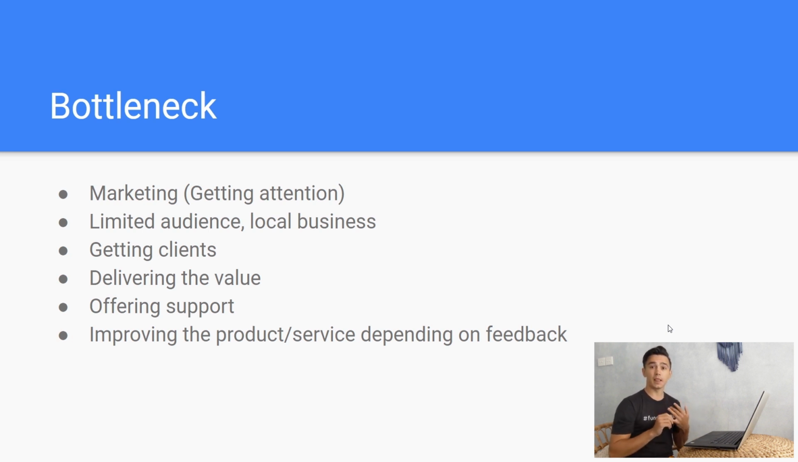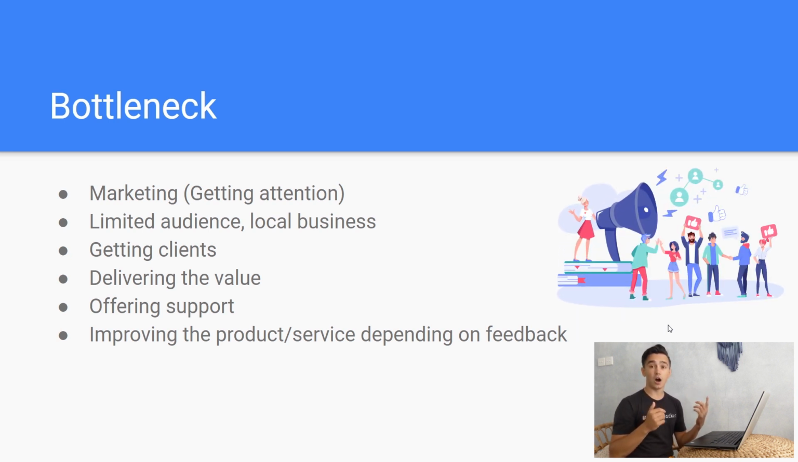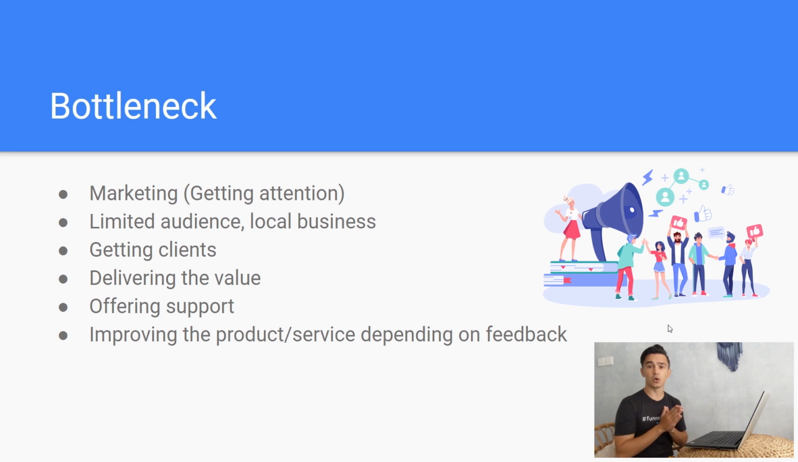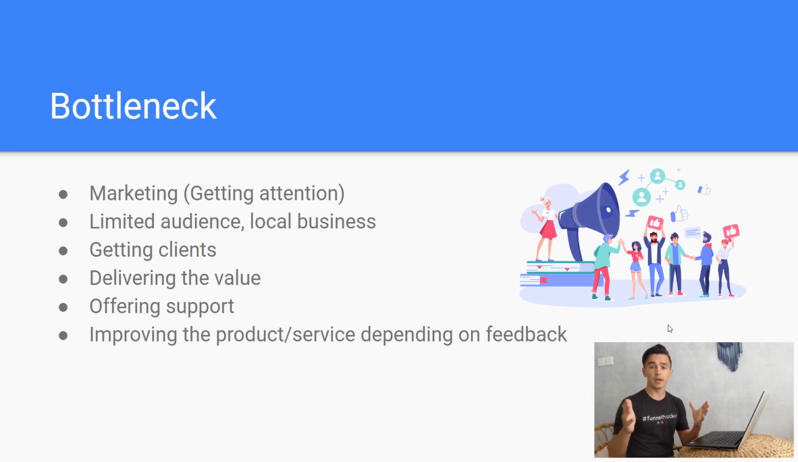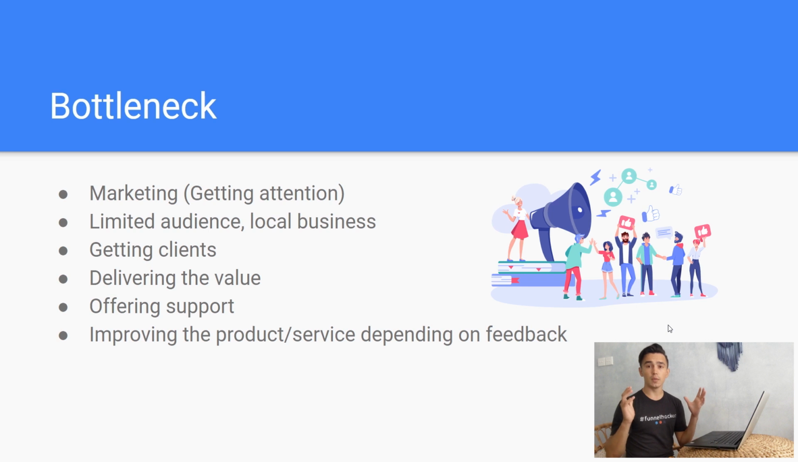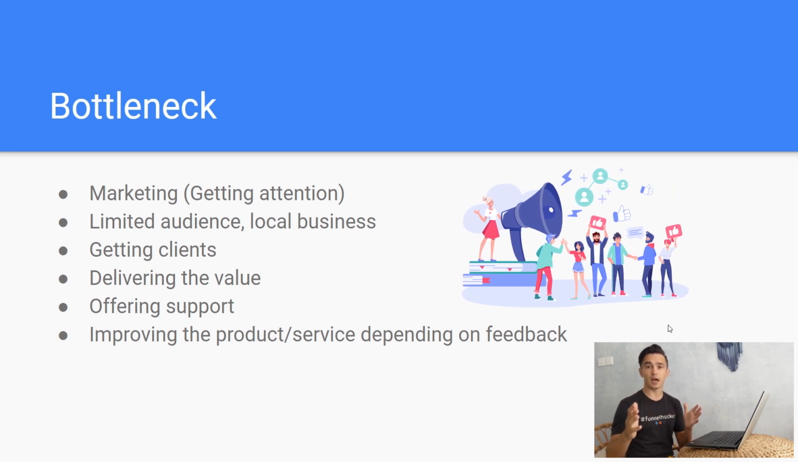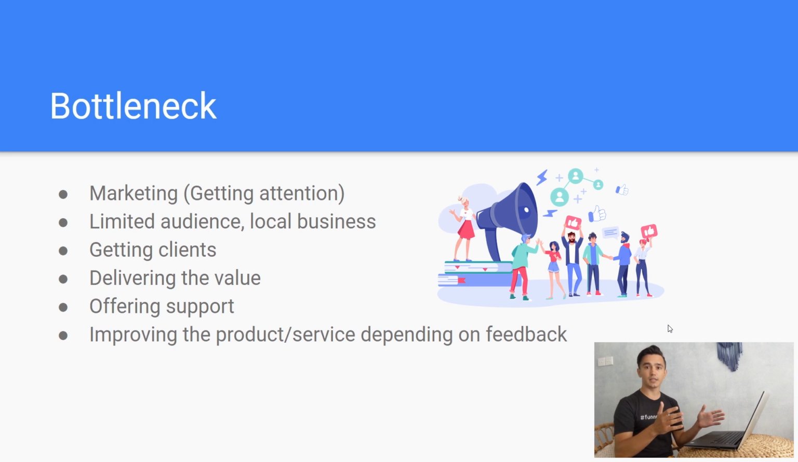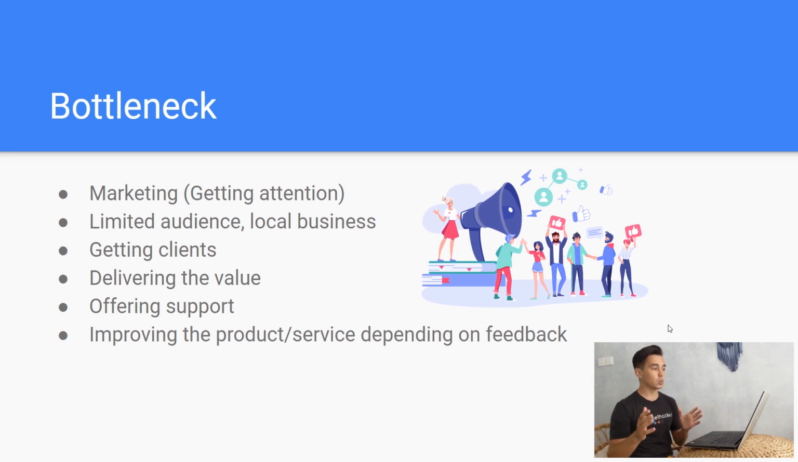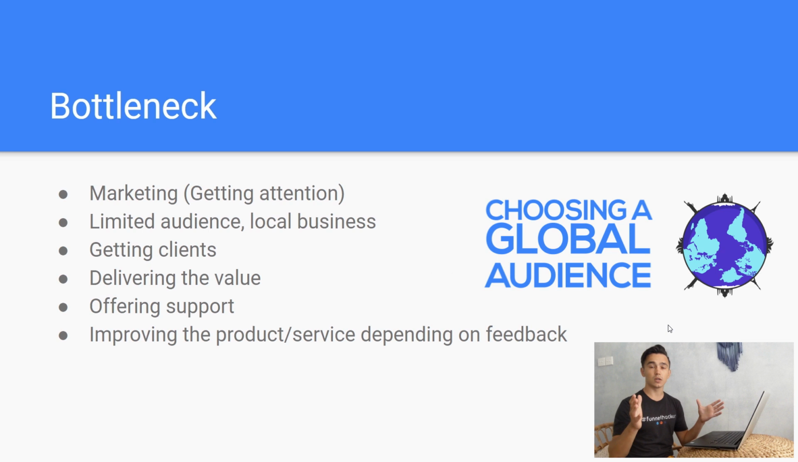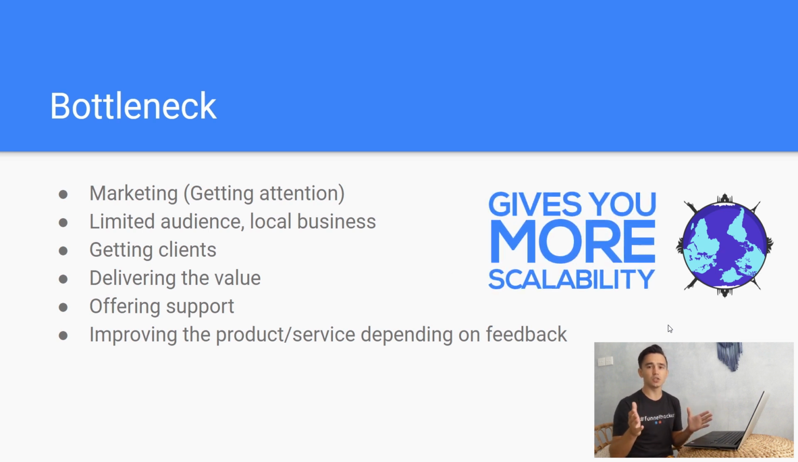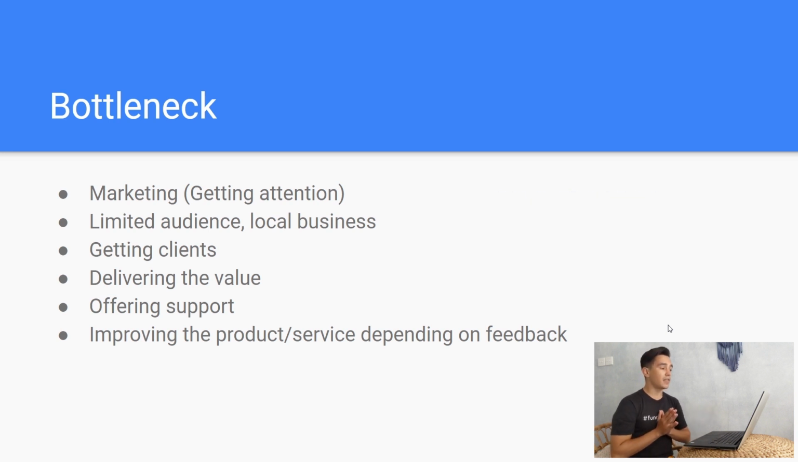which can be marketing. You can struggle with getting attention, and this is usually due to a limited audience. If you have a local business, say 10,000 people in your city and you only market to them, even if you're selling that product online and getting attention online, you're limited to that audience. So when you're choosing a scalable business, you want to go for the global audience. That's what is scalable. But it all depends on you, as I mentioned, according to the founder's desire. And then you may have trouble getting clients because of the limited audience, so this can be another bottleneck.